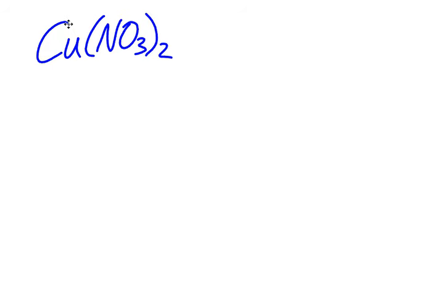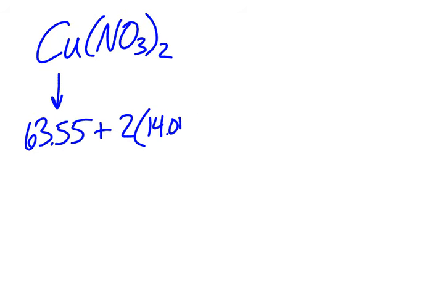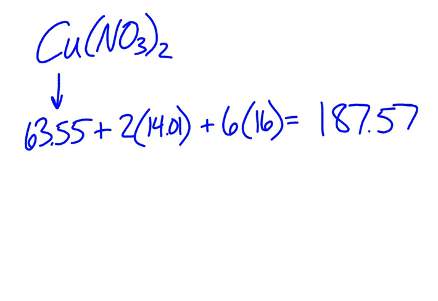Okay, so hopefully we remember: 1 copper, 2 nitrogens, and 6 oxygens. I'm going to go first with the copper, which is 63.55 grams per mole. I'm going to add the 2 nitrogens, at 14.01 grams per mole each. And then I have the 6 oxygen atoms at 16 grams per mole each, and I'll get a grand total of 187.57 grams per mole.